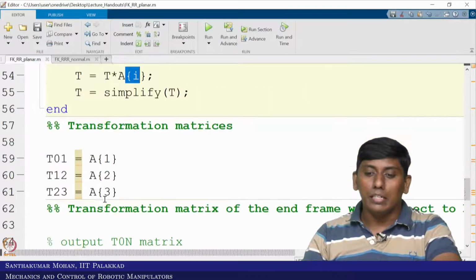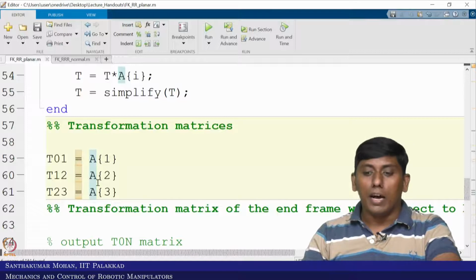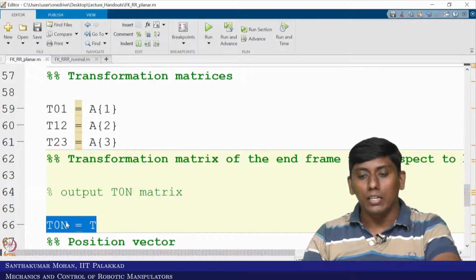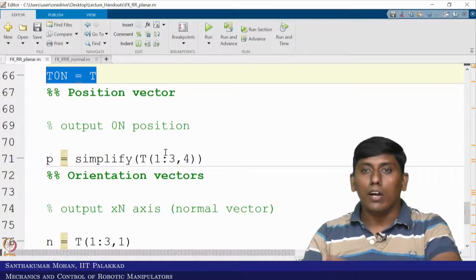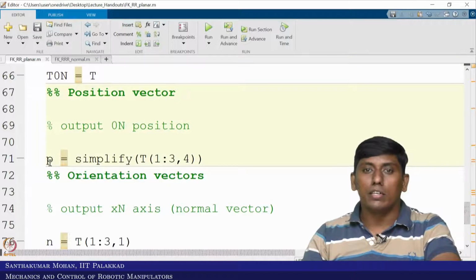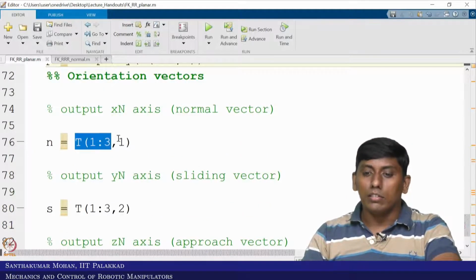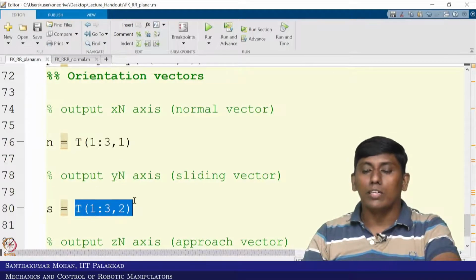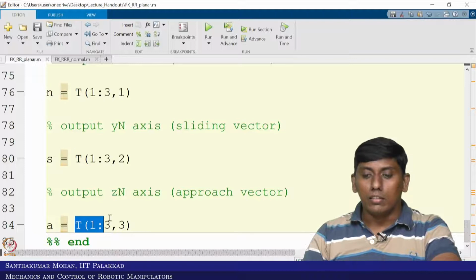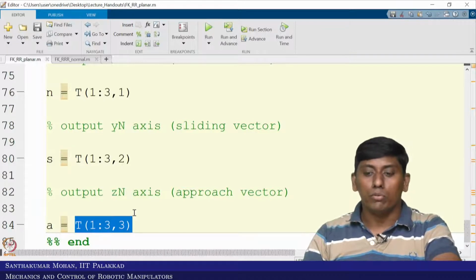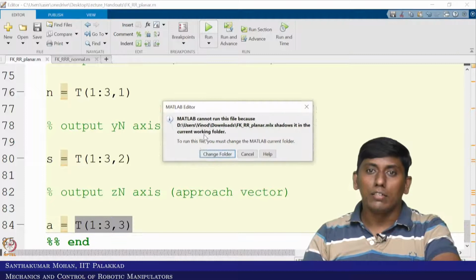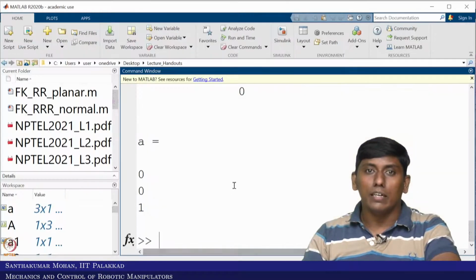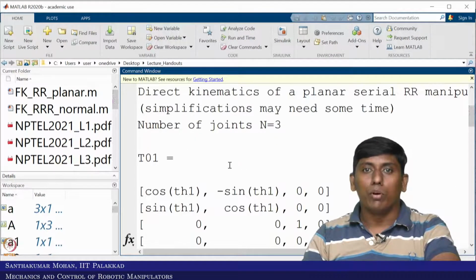So, in the sense what you can see, this is the individual matrix, and the output is the final 0 to n, the n is here 3. The last column, first 3 rows is the position vector, the first column would be related to the normal vector, then the second column related to the sliding vector, the third column related to the approach. Okay. So, now if I run this, you will get the output. You can see here what it has given.